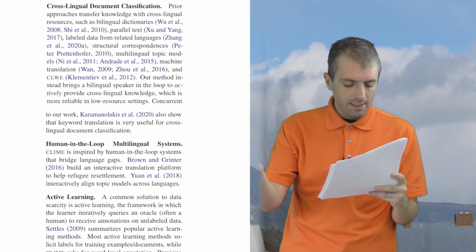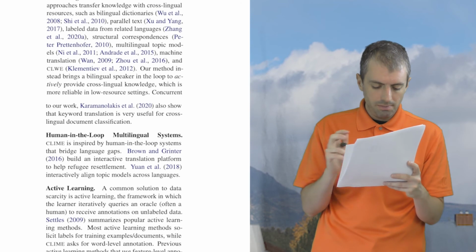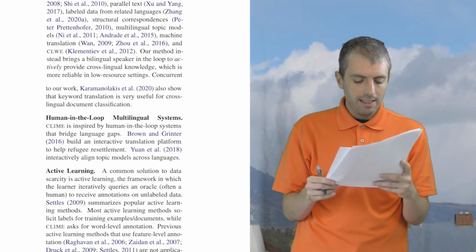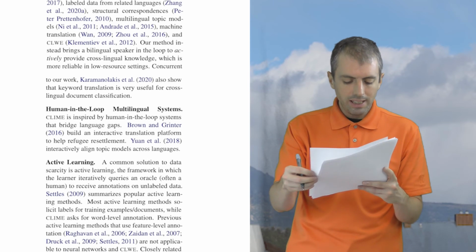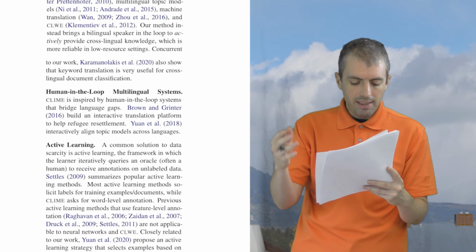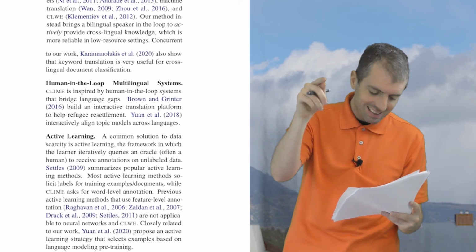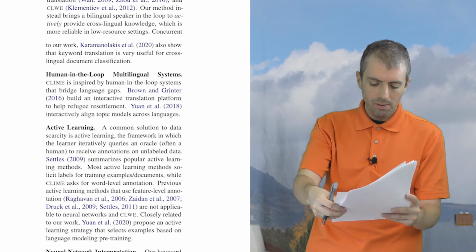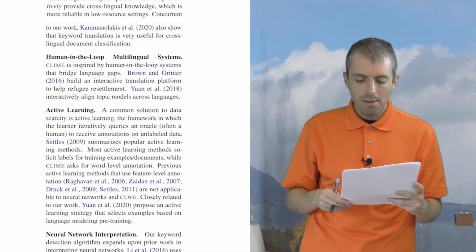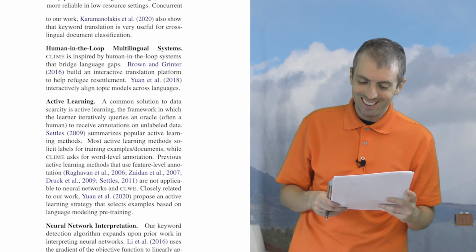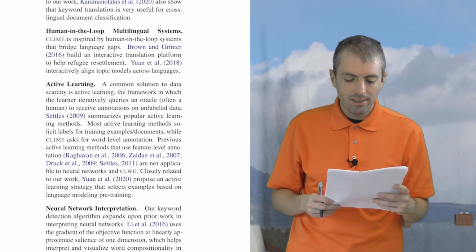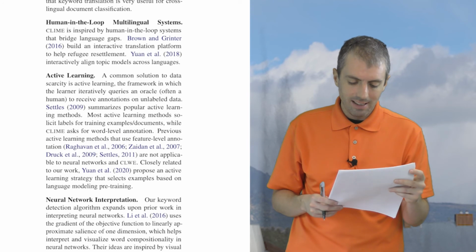Prior approaches transfer knowledge with cross-lingual resources such as bilingual dictionaries, parallel text, labeled data from related languages, structural correspondences, multilingual topic models, machine translation, and CLWE. Our method instead brings a bilingual speaker in the loop to actively provide cross-lingual knowledge, which is more reliable in low-resource settings. CLIMB is inspired by human-in-the-loop systems that bridge language gaps. Brown and Grinter build an interactive translation platform to help refugee resettlement. Wan et al. interactively align topic models across languages.